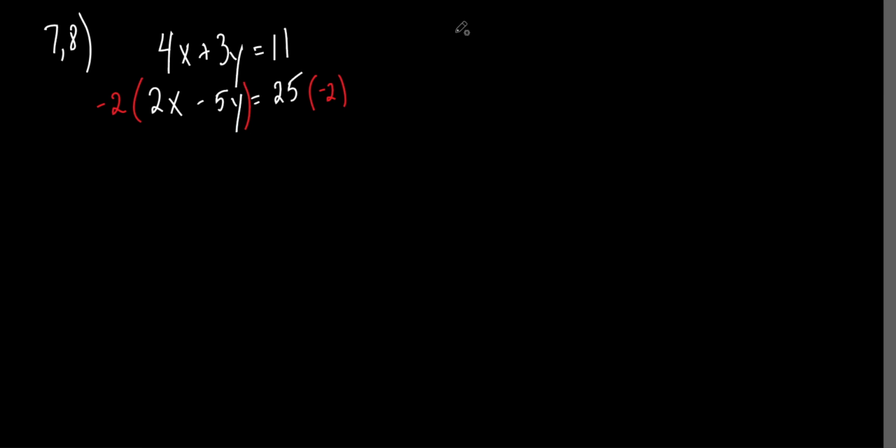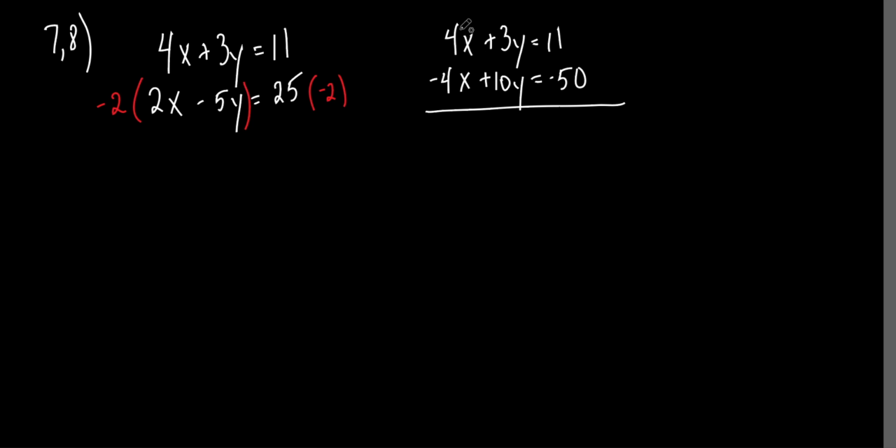All right, let's rewrite this. I didn't do anything to the top, so I'll leave that the same. Now I multiplied everything by -2. What's this going to be? -4x plus 10y, and this, -50. Do you understand why I multiplied everything by -2? So that my x's will cancel out. I wanted to make that 2x into a -4x, and I did that by multiplying by -2. What I did to one side, I have to do to the other side. These eliminate. That's your elimination right there.